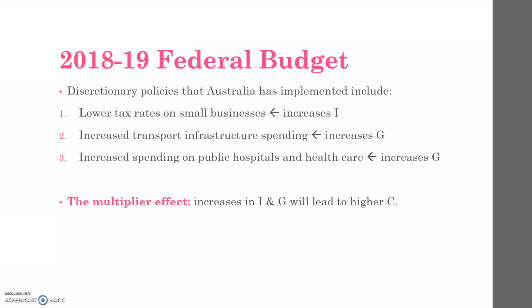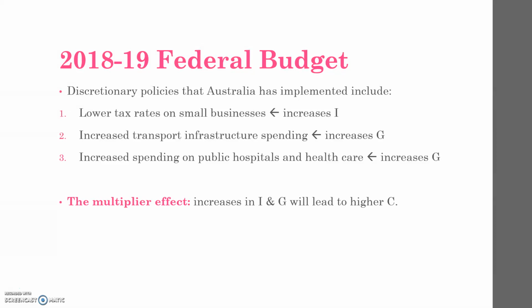So the second example I've included is an increase in transport infrastructure spending. So that would increase G because it's an expenditure from the government. The third example is an increase in spending on public hospitals and healthcare. That is another example of an increase in G. But we don't want to stop there because you want to think about the multiplier effect which flows through the economy as a result of an increase in I and in G.